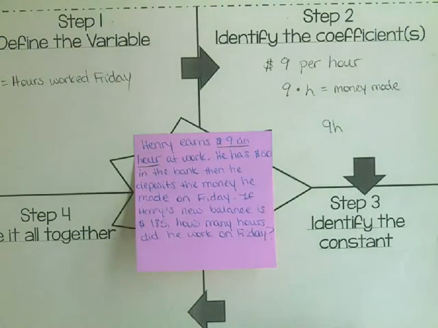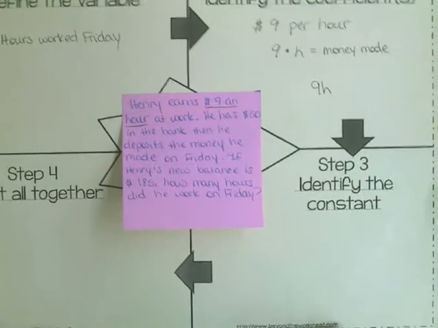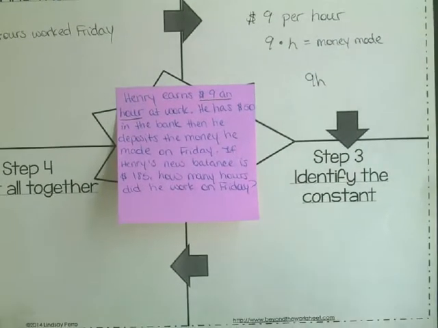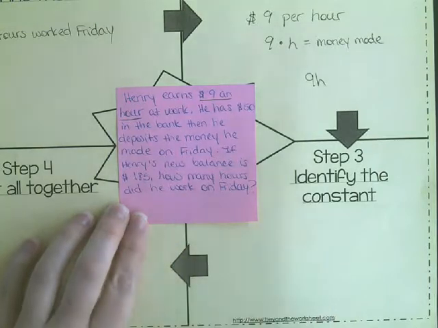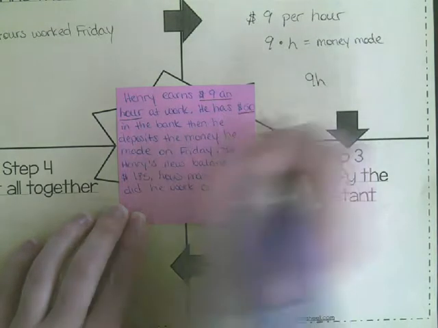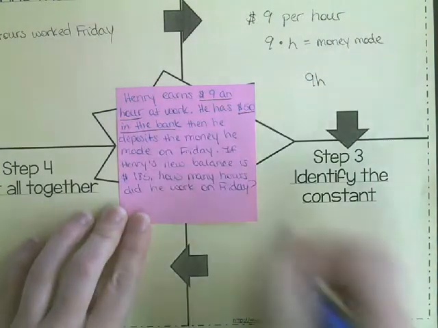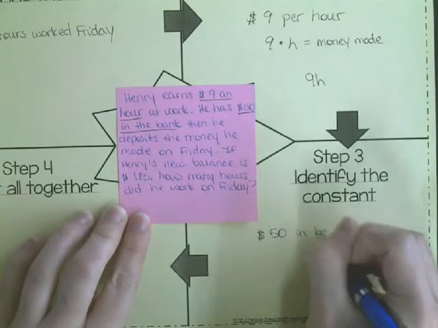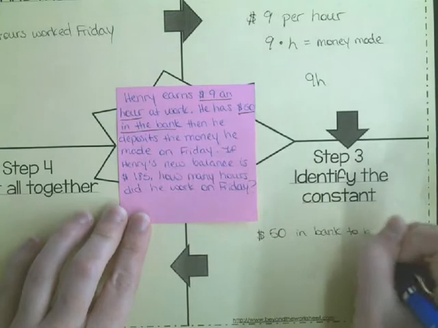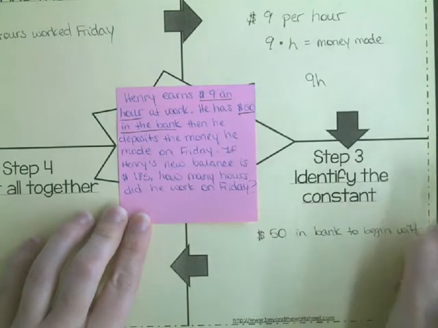Alright, step 3, we need to identify the constant. A constant is just any number you see in the equation that does not have a letter right next to it. So these are going to be the normal numbers that you're used to working with. So in our problem, we need to identify any numbers that would just be by themselves. Well, first of all, we see that he has $50 in the bank. So he already had $50 in the bank to begin with.